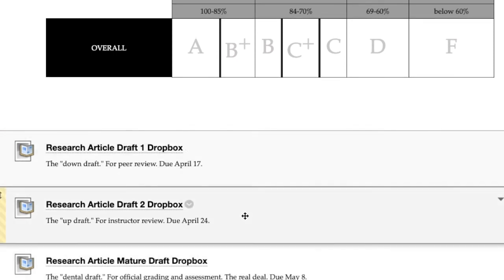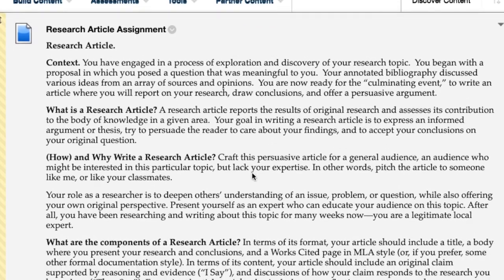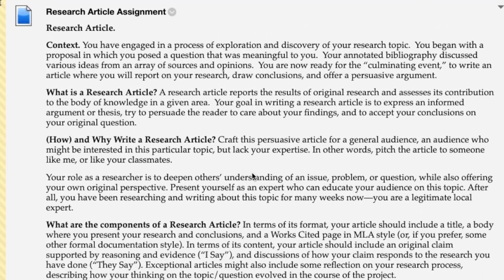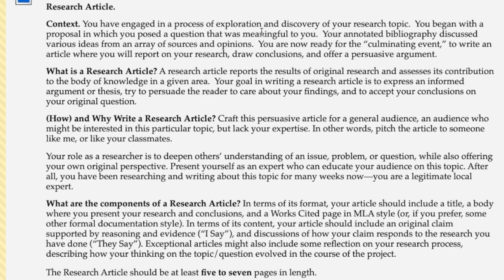I hope to see change and improvement from draft to draft throughout the whole thing. And I hope that it really does serve as a kind of culmination for all of this work and this research that you've done so far. So that's the walkthrough of this assignment. If you have more questions, as always, feel free to reach out to me. I'll be glad to help.